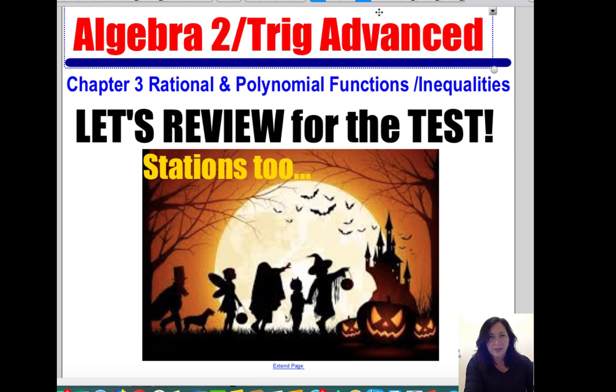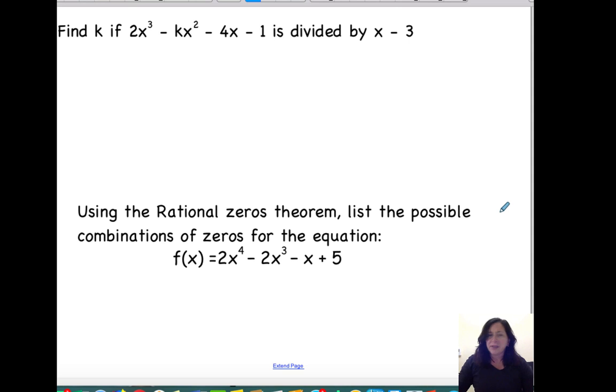Hi everyone, this lesson is an Algebra 2 Trig Advanced review for the Chapter 3 test that you are going to be taking this week, and it also includes a station review. So let's get started. The first question says, find k if you have this equation and it is divided by x minus 3.